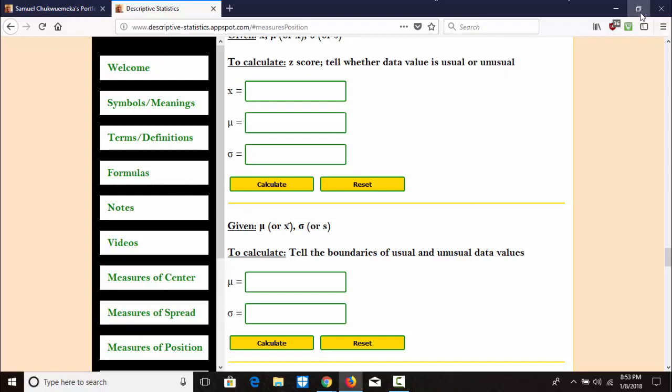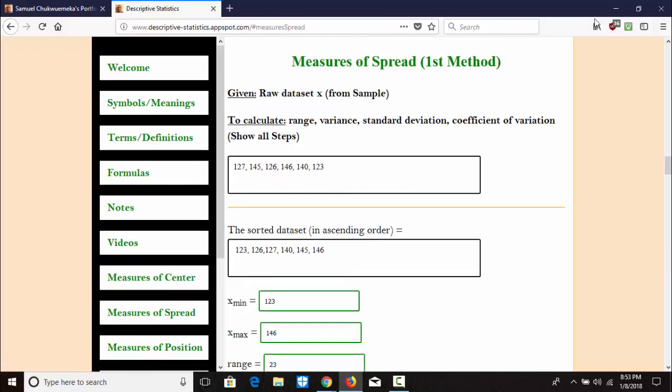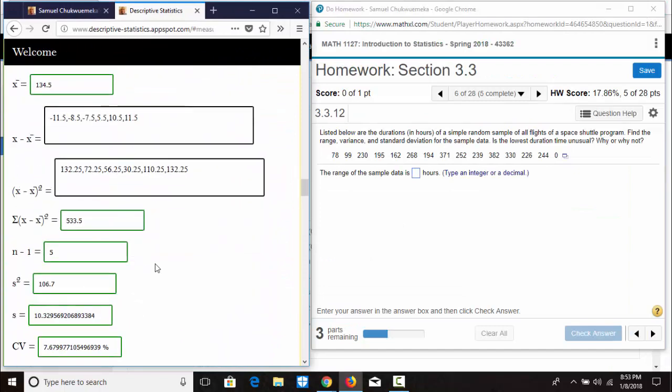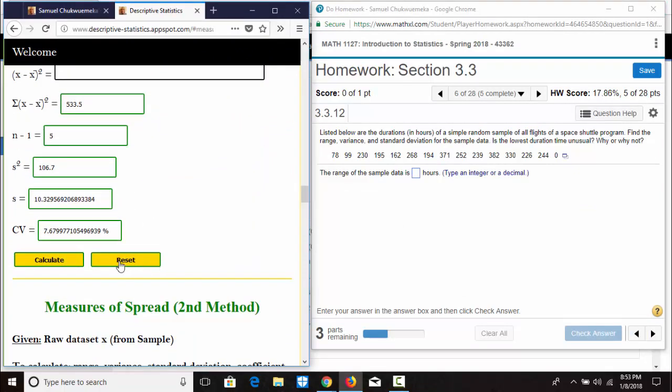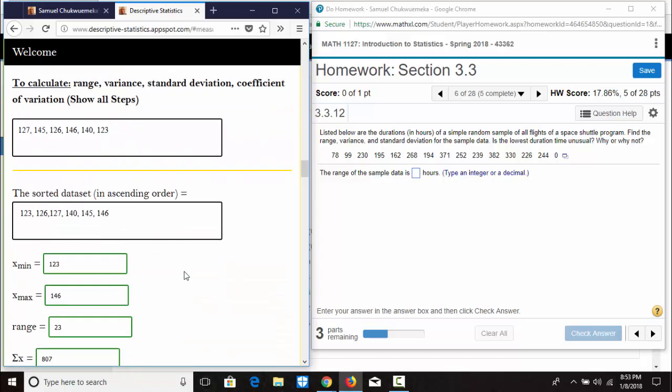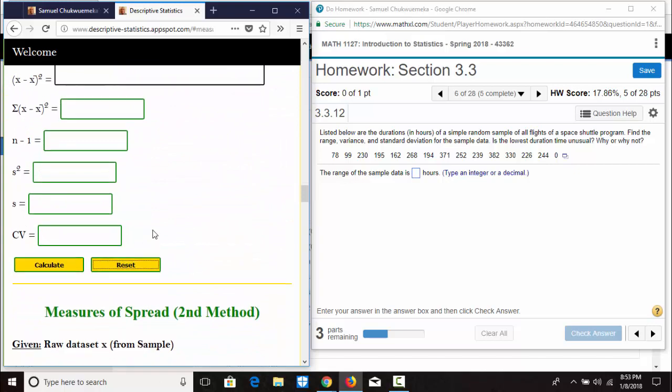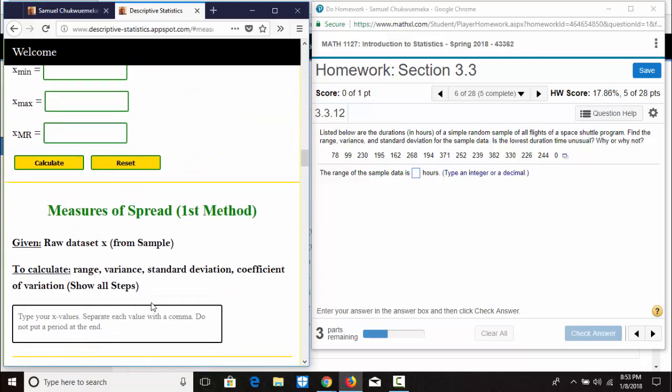So I'm going to first of all go to measures of spread, and we can just reset. Let's clean this up so we can use the first method. Like I said, you can use any of the methods, but let's click reset. We can use the first method.